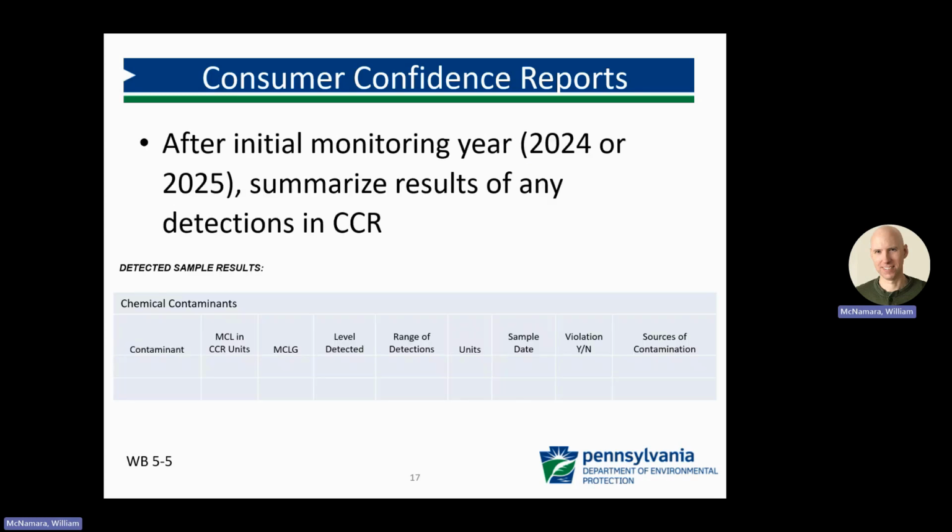So let's talk a moment about the detected sample results. So after initial monitoring, which might be 2024 or 25, depending on your size system, you will be summarizing the results of any detections in your CCR for PFAS. So this will be the first time you'll be doing this after initial monitoring, since PFAS is a new contaminant that you're monitoring for.